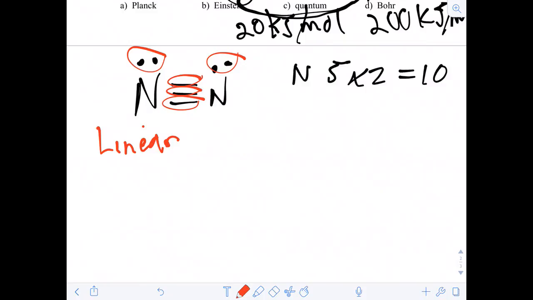Linear, non-polar, what would be the force holding these things together? Dispersion. Dispersion only, and that's a weak force. So would you expect this to be a gas, a liquid, or a solid at room temp? A gas, exactly. We're breathing it right now. Okay?